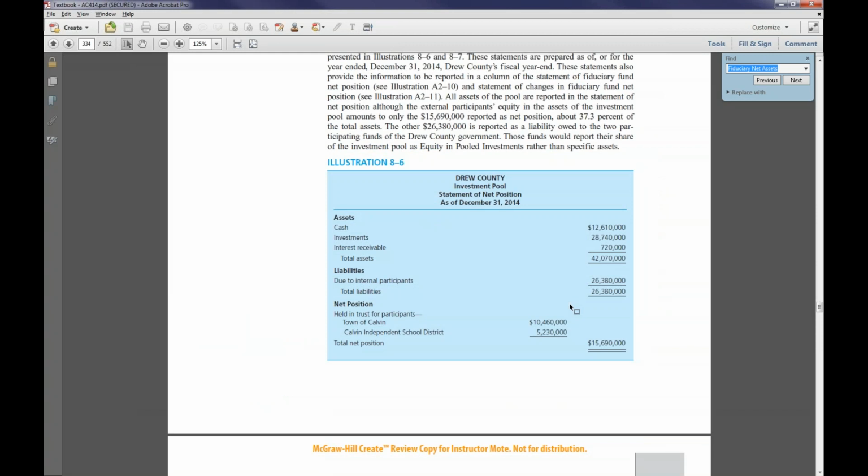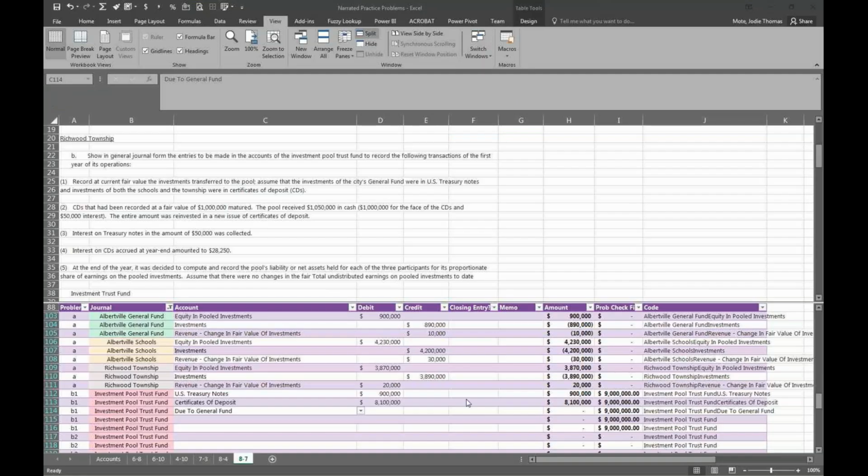Yes. All right. See, on this, the investment pool is showing the amount that's due to internal participants as a liability, but the amount held for external participants is treated as net assets, or like equity accounts. So that's where the difference in treatment is coming from. I just wanted to illustrate that for you. All right. So, sorry. Back to the actual problem.